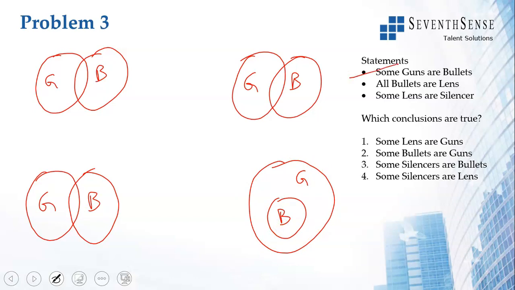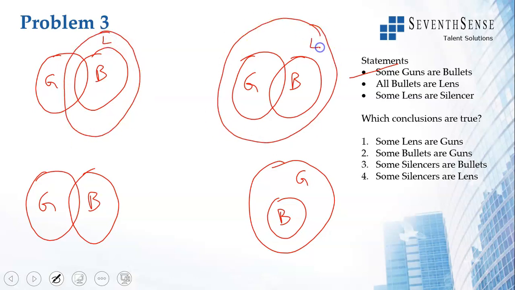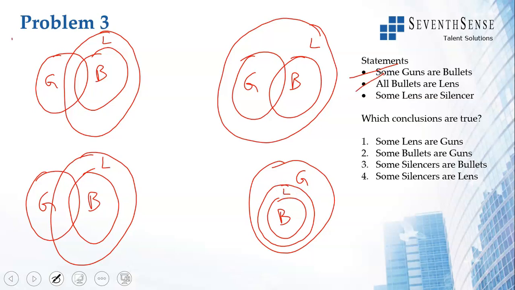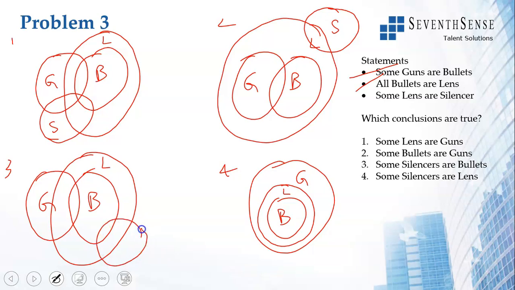All bullets are lens. So you can draw this. Let us say all bullets are lens, then all bullets are lens. I've drawn this also. Diagram 1, diagram 2, diagram 3, and diagram 4. Some lens are silencers. So I can draw this way. You can draw in any way as long as what you draw is not going against the statement.